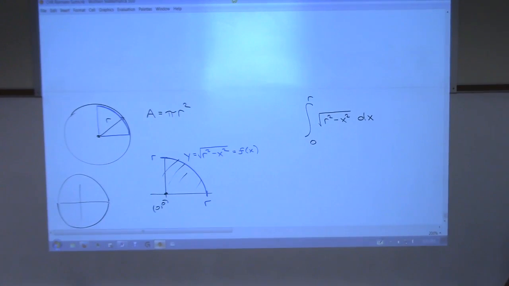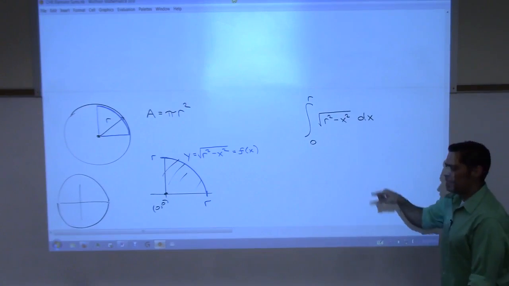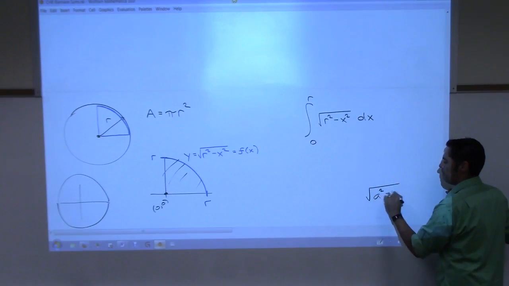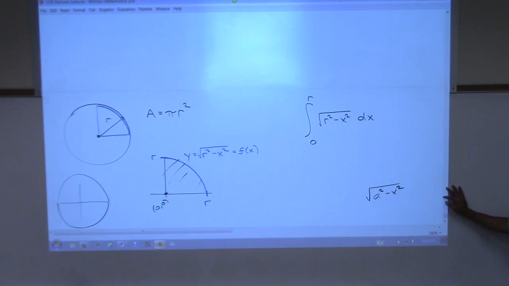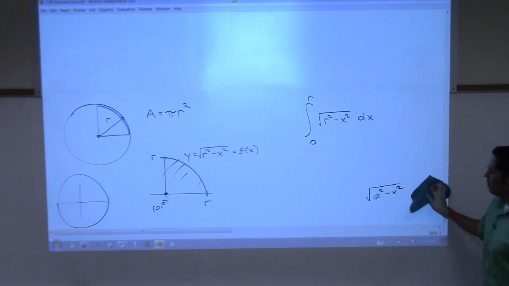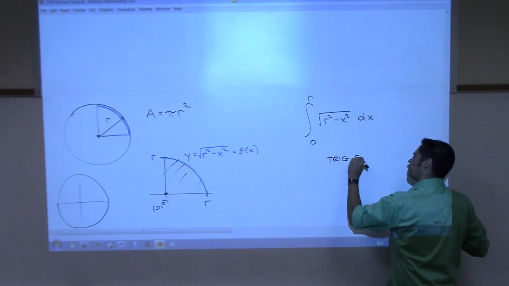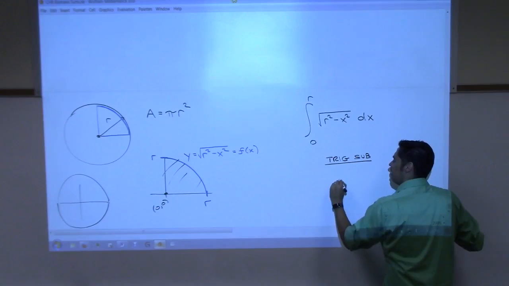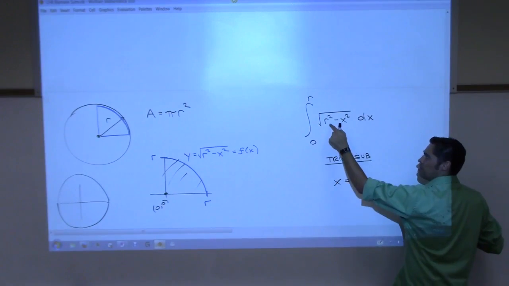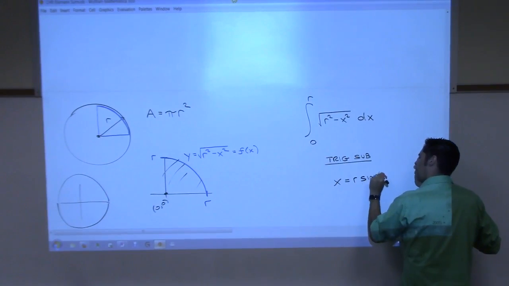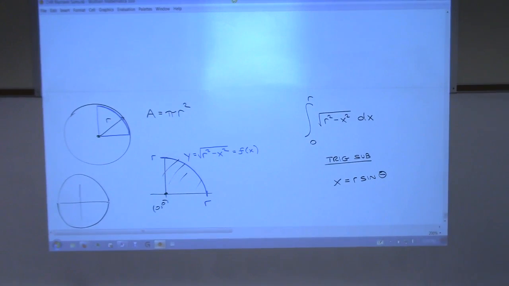Okay, you get to integrate that. How are you going to integrate that? Trig sub. You see square root? This looks a lot like this, doesn't it? Doesn't it look a lot like that? Yeah. But instead of a, we're using r. So what's the appropriate trig sub for this? A sine theta, right? So for us, I'm going to use trig sub. I'm going to use x is equal to, now I'm not going to use a because this is an r, so I'm going to say r sine theta. Agreed?